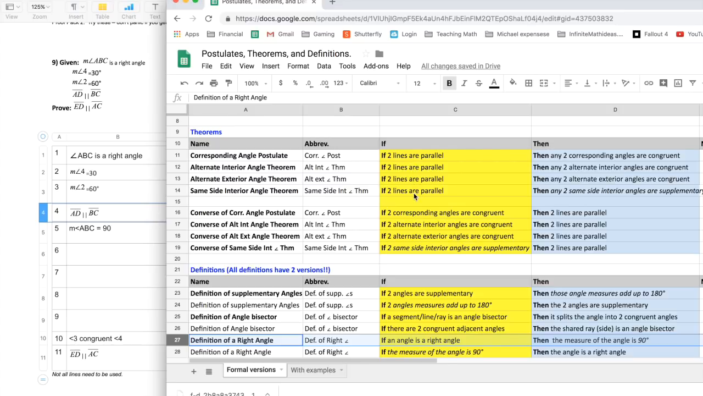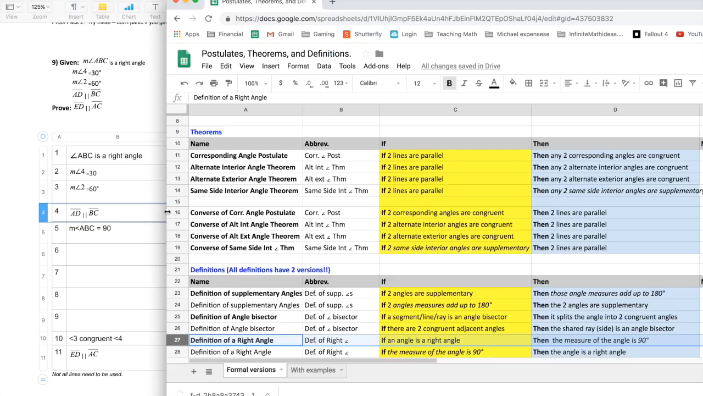Okay, there's actually another one too. There's the two lines parallel theorem. But for the most part, we're going to be using these. I didn't make a complete postulate theorem definition sheet here. You can add a couple on your own if you'd like. But these are the most common ones. So it's going to be one of these 4. Which of these 4 am I going to use?